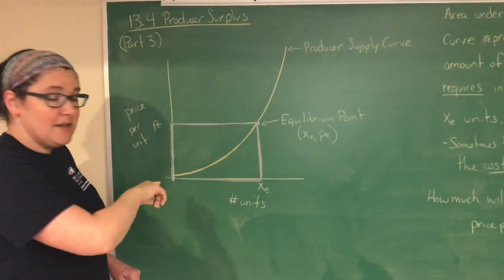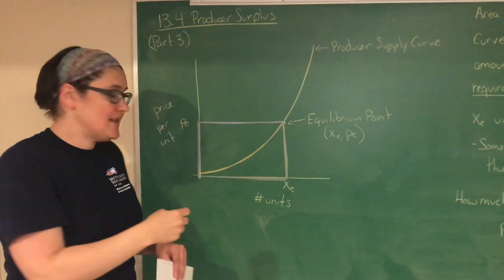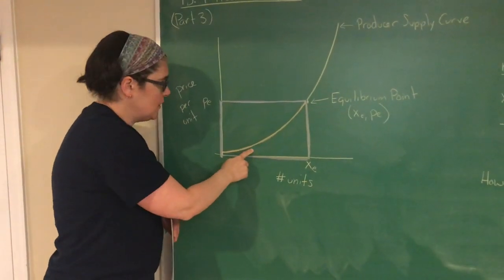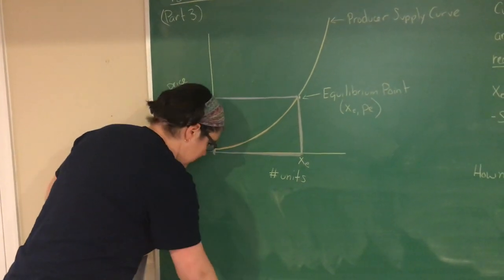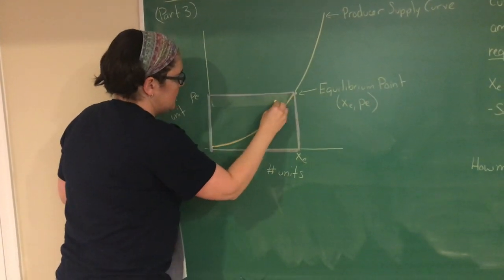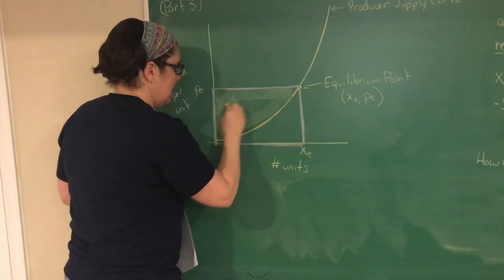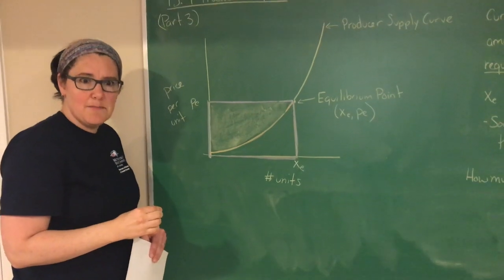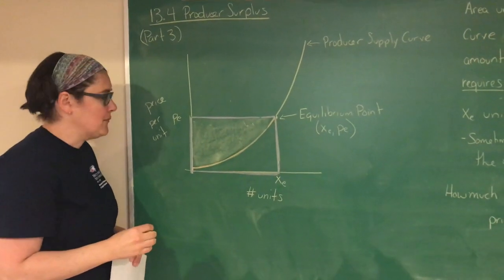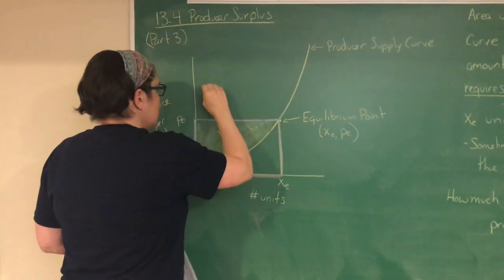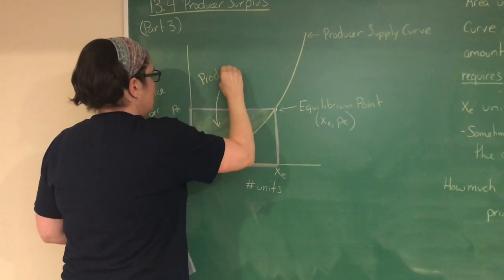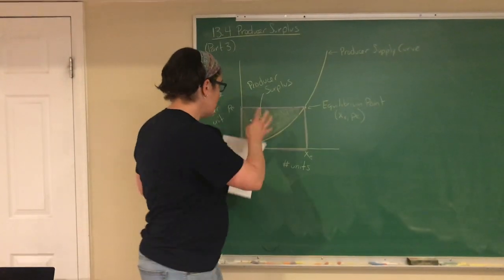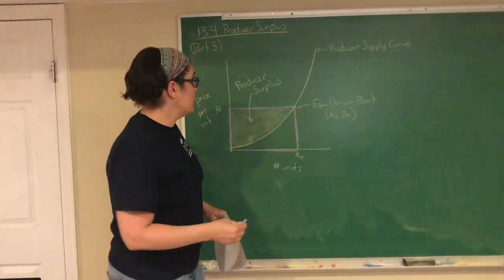The amount of money that he or she is willing to accept as a minimum amount is this lower triangular area, which means that this upper triangular area, this portion right up in here, is kind of like icing on the cake. It's money received that is above the minimum amount that he or she is willing to accept. This shaded region right here represents the producer surplus.